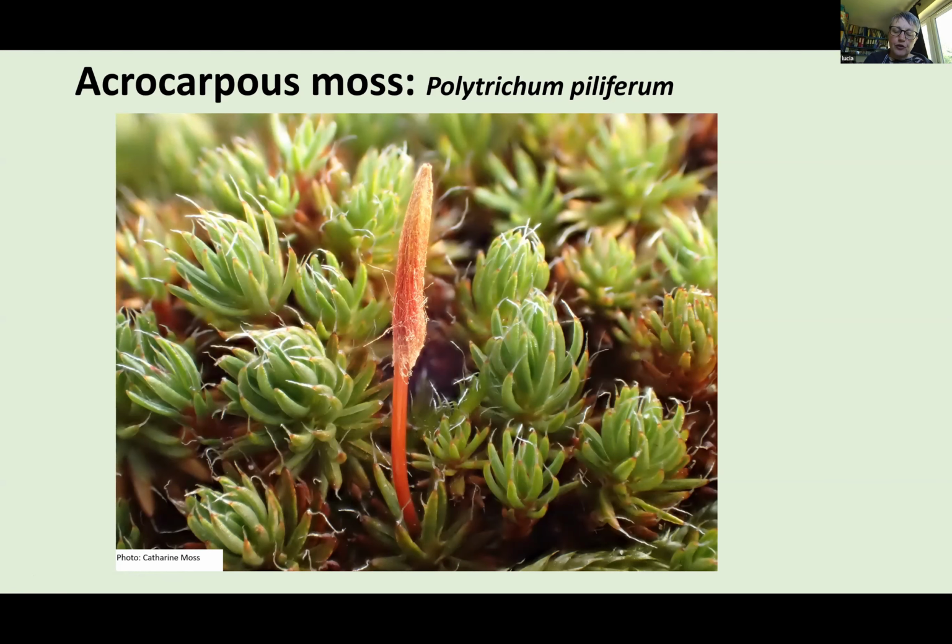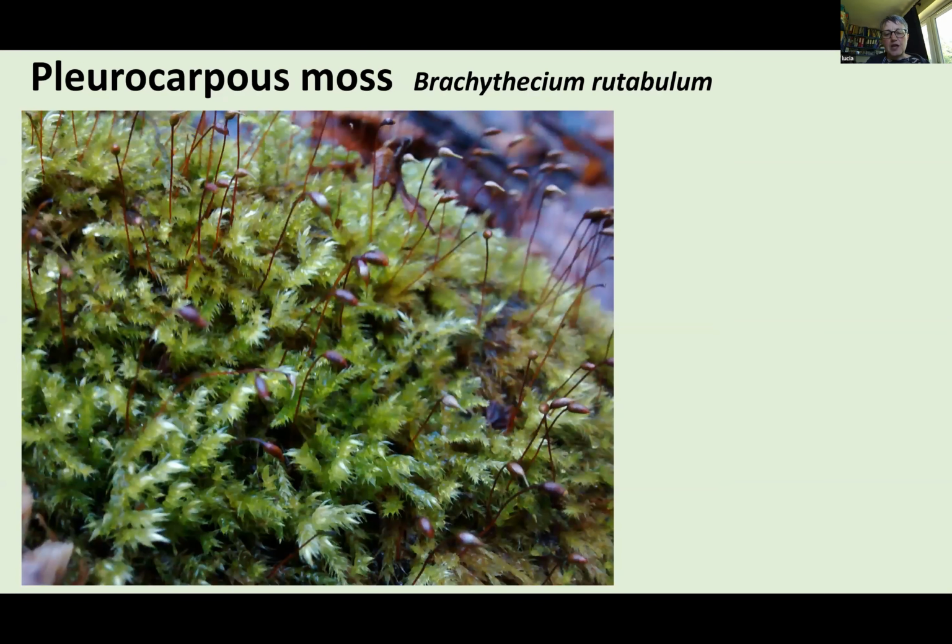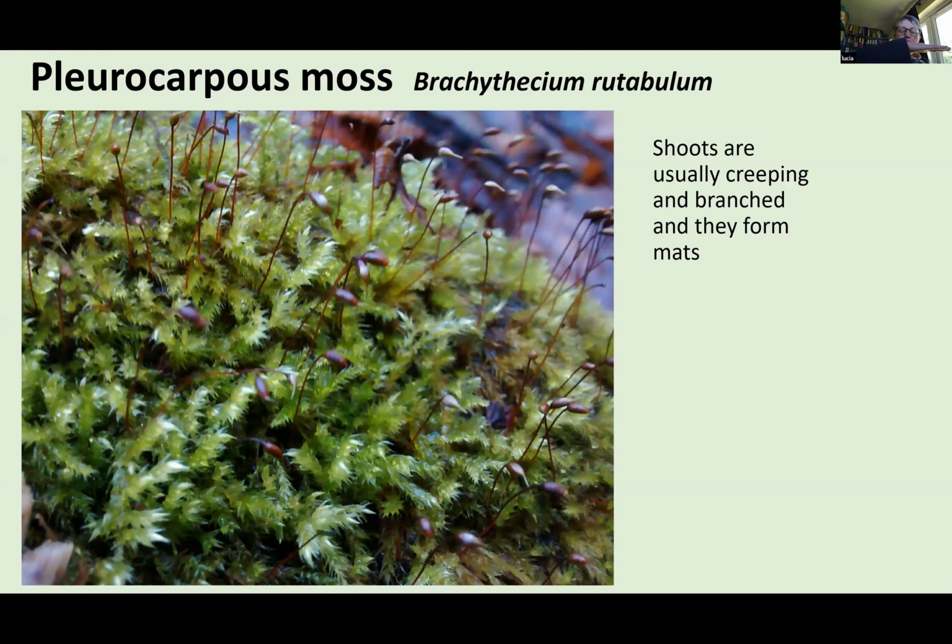Now, if we move on to the pleurocarpous mosses, these are usually creeping. So first of all, the shoot starts growing horizontally along the substrate, and then it branches profusely and the branches grow upwards. I've chosen a picture of Brachythecium rutabulum because it is an unusually boring moss, but it does fruit a lot. So this allows me to show you not just the shoots crawling along the substrate, but also the profusion of sporophytes.